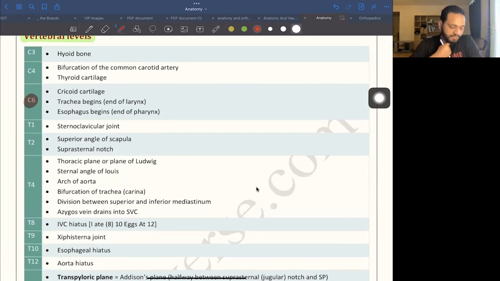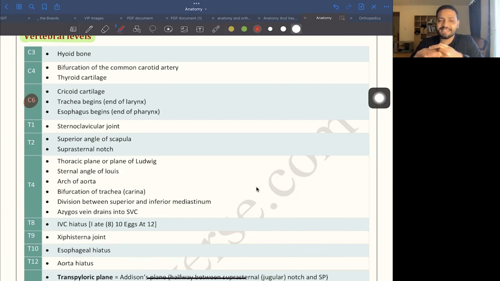So obviously at C3, we have the hyoid bone. And at C4, there is the bifurcation of the common carotid artery. So the common carotid artery comes from the arch and then goes a little bit up. And at C4, it divides into the internal carotid artery and the external carotid artery, and the thyroid cartilage, which is just at the Adam's apple area, is the C4 level.